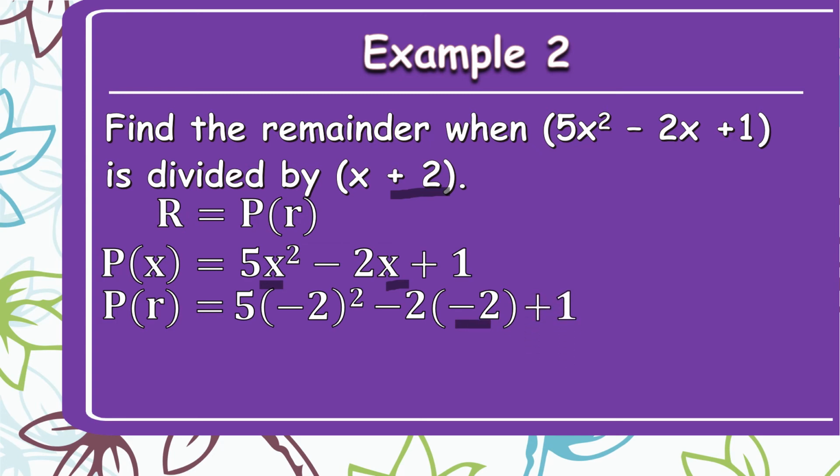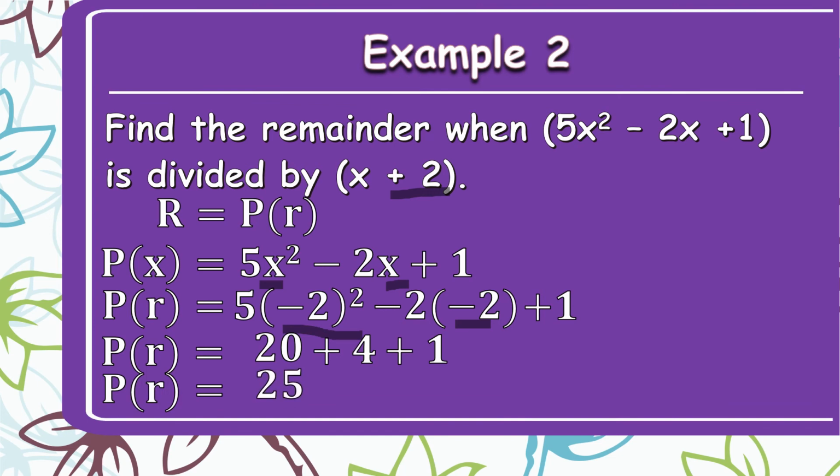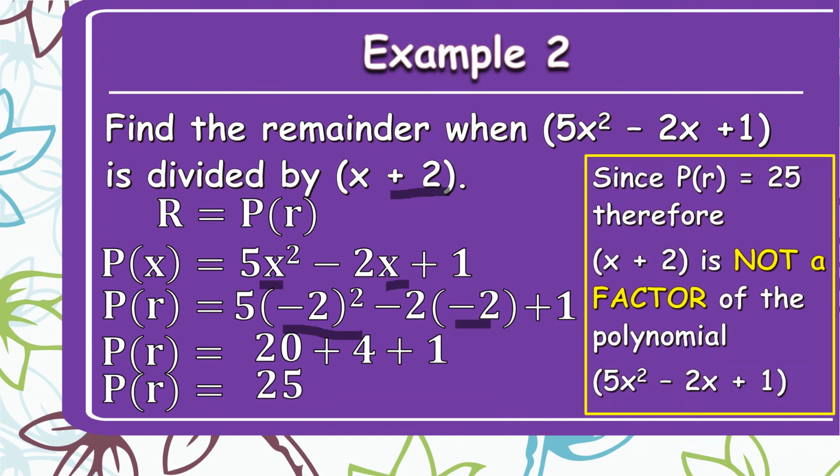So, solve natin to. Negative 2 raised to 2 is equal to 4 times 5 is equal to 20. So, negative 2 times negative 2 is equal to positive 4, then plus 1. 20 plus 4 plus 1 is equal to 25. Since hindi 0 yung ating naging remainder or yung ating p of r, therefore, x plus 2 is not a factor of the polynomial 5x squared minus 2x plus 1.